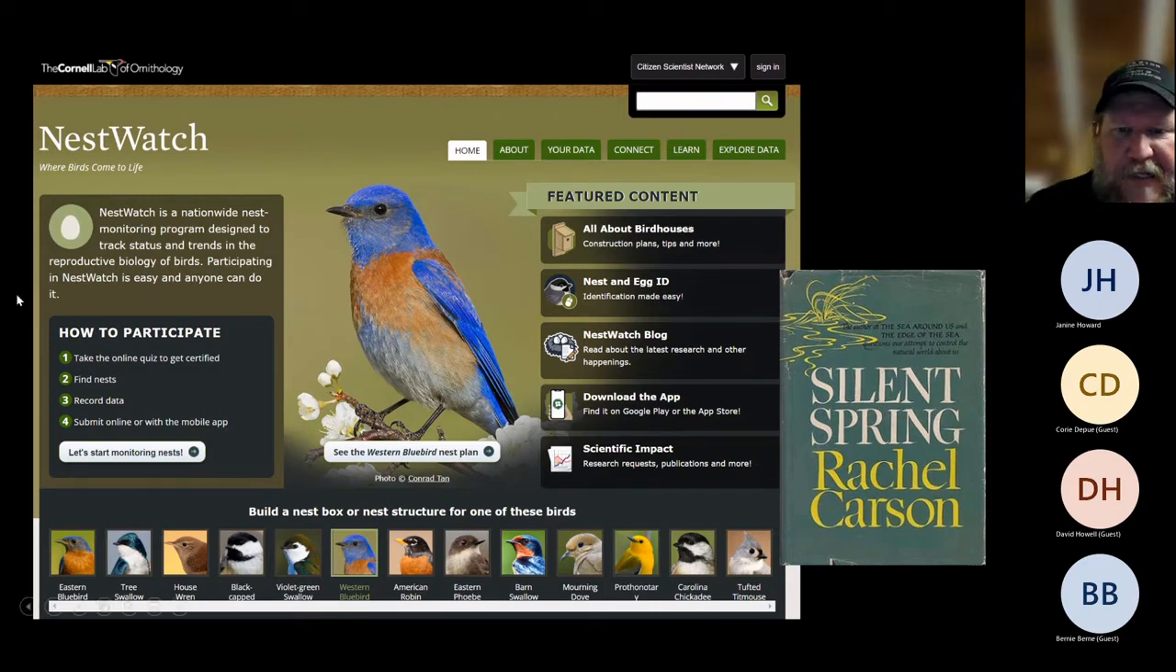Then you could see here, I don't know if you can see my cursor, but on the right, under featured content, the last one at the bottom: scientific impact, research requests, publications, and more. So not only are they getting data, but they're getting data that they can use to view the natural world and see what is happening in it right now.